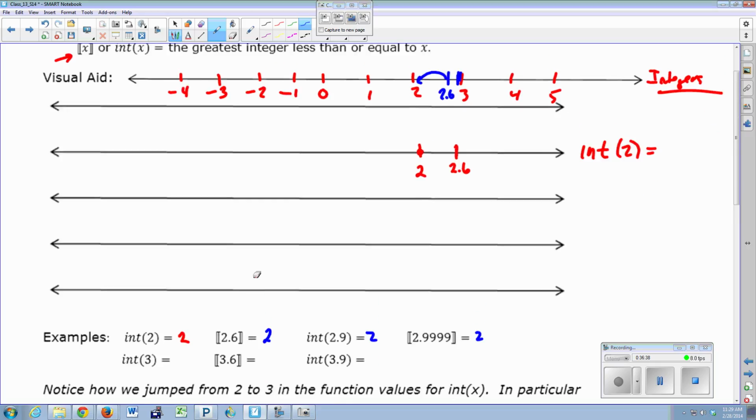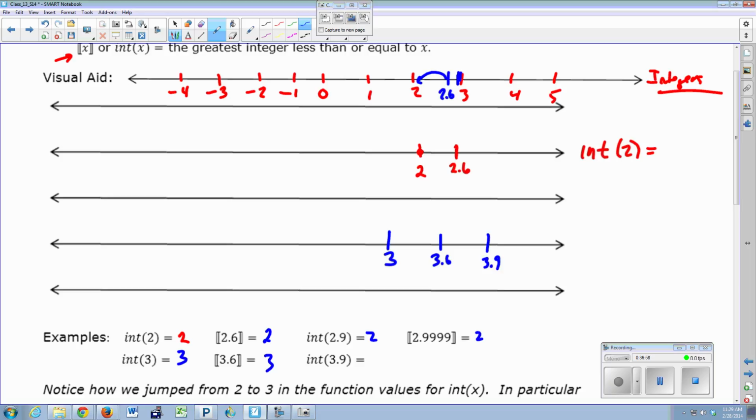Let's skip now. Let's go up to 3. Okay, so here we are at 3. The answer here is 3. The greatest integer less than or equal to 3 is 3. Now 3.6. What's the greatest integer less than or equal to 3.6? 3.